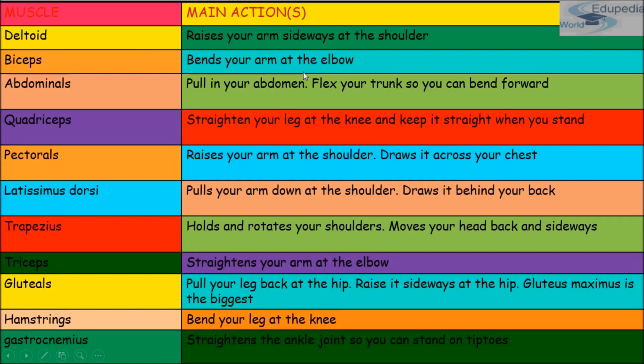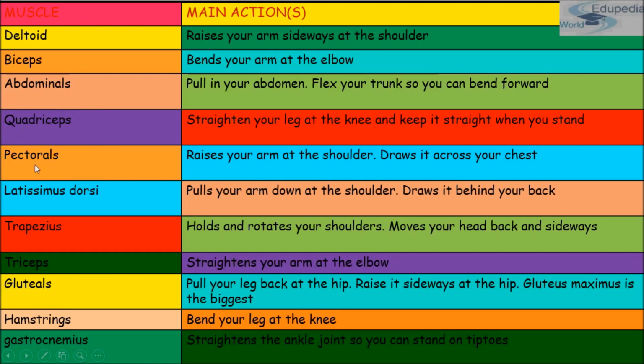And then comes abdominal. Abdominal is again a skeletal muscle that pulls in your abdomen and flexes your trunk so that you can bend forward. Then comes quadriceps. It straightens your leg at the knee and keeps it straight when you stand. This means that the quadriceps helps you in maintaining an erect posture when you are standing.